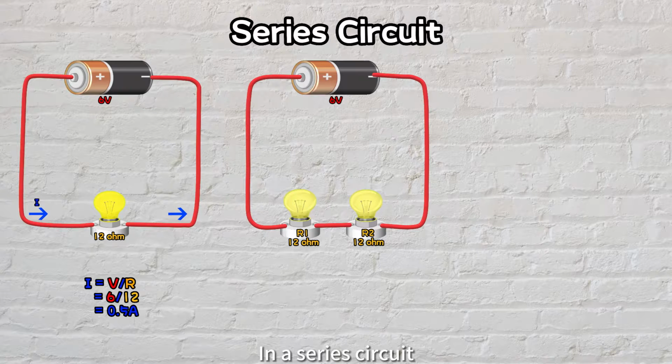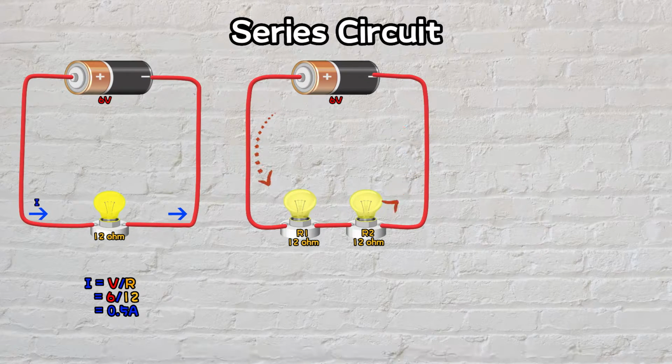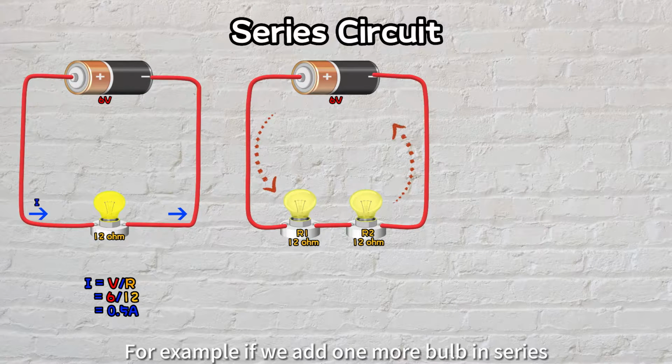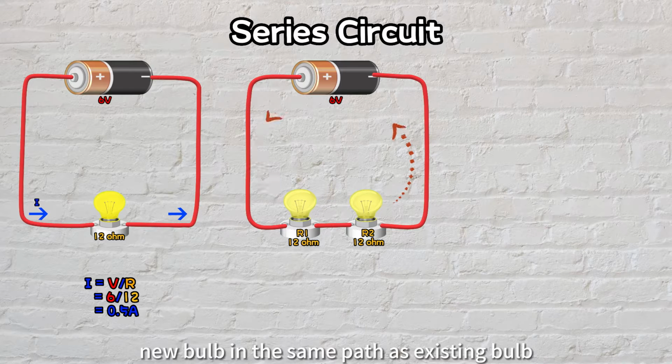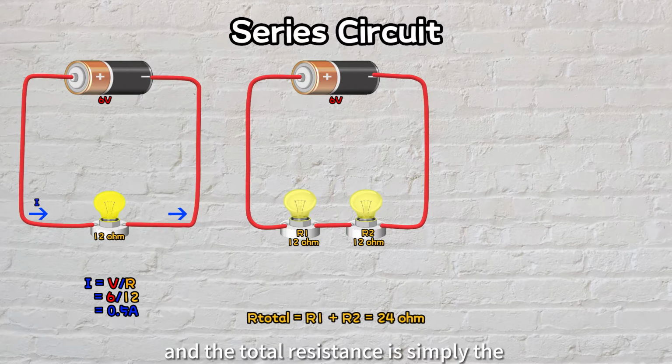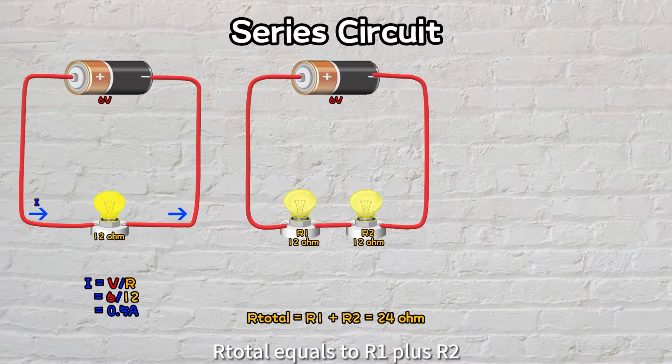In a series circuit, components are connected end-to-end in a single path. For example, if we add one more bulb in series, this means we are connecting the new bulb in the same path as the existing bulb. And the total resistance is simply the sum of the individual resistances. R total equals R1 plus R2. The total resistance will be 24 ohms.